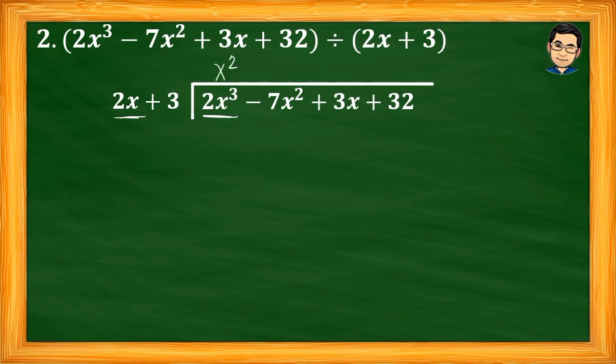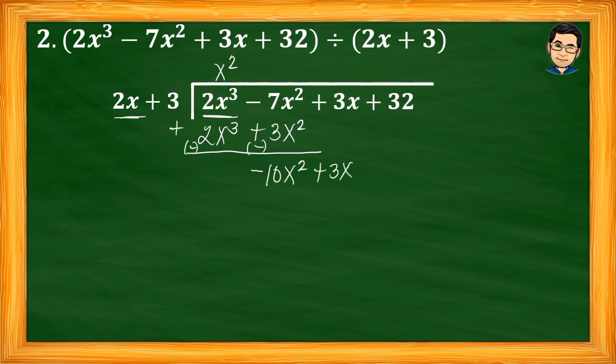Next, x squared times 2x, that is 2x cubed. X squared times 3, that is 3x squared. And now, we subtract. So, ito magiging negative, negative, and then magiging plus. So, 2x cubed plus negative 2x cubed, that is 0. And then negative 7x squared plus negative 3x squared, that is negative 10x squared. Same sign. And then we bring down 3x.